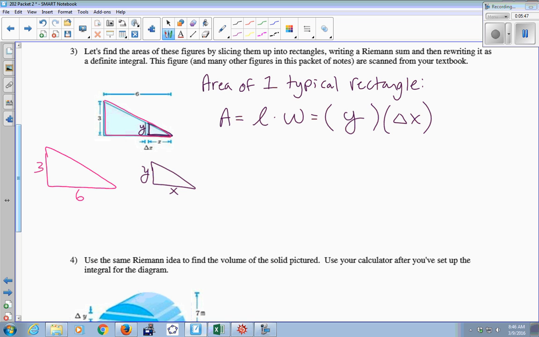They're similar triangles, right? So you have to remember a little bit from maybe a high school geometry class about similar triangles. What's true about similar triangles? The corresponding sides are proportionate, right? So I could do height to height equals base to base, right? So I could say 3 is to y as 6 is to x, something like that.